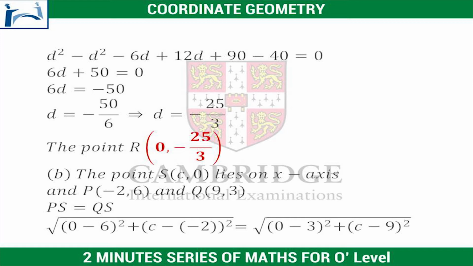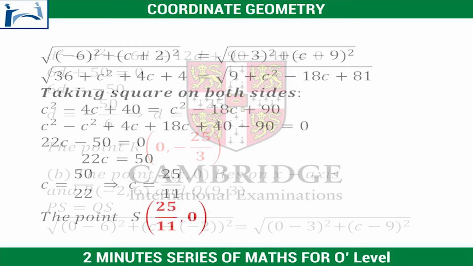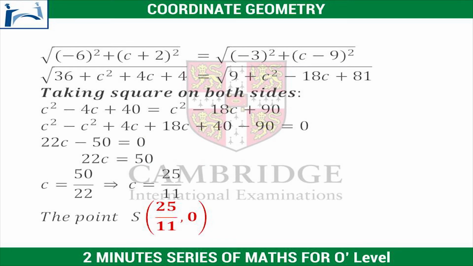The second point S lies on x axis. So we have y equal to 0 and x equal to c. We calculate the value of PS length and the QS length. We equate both lengths and we apply the distance formula here, and taking square on both sides, we get c square minus 4c plus 40 equal to c square minus 18c plus 90. So we move right hand terms to the left hand side and we get 22c minus 50 equal to 0. We get 22c equal to 50, c equal to 50 over 22 and c equal to 25 over 11. So the point S is 25 over 11 and 0.